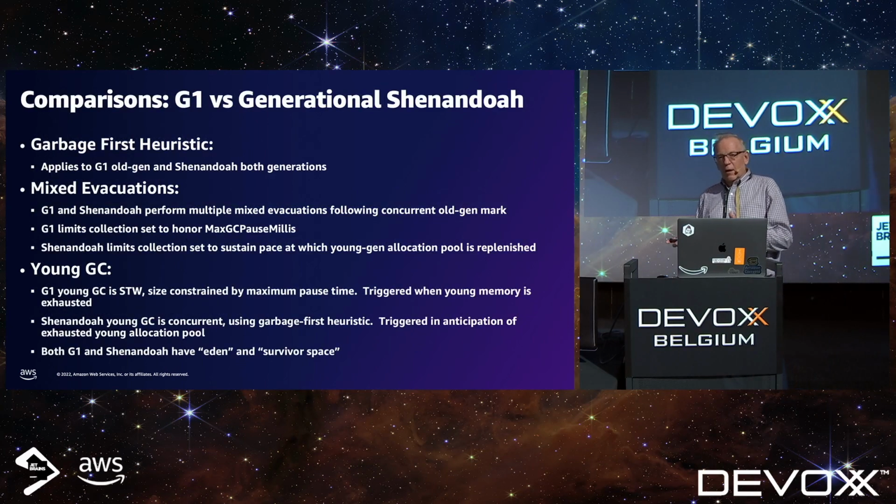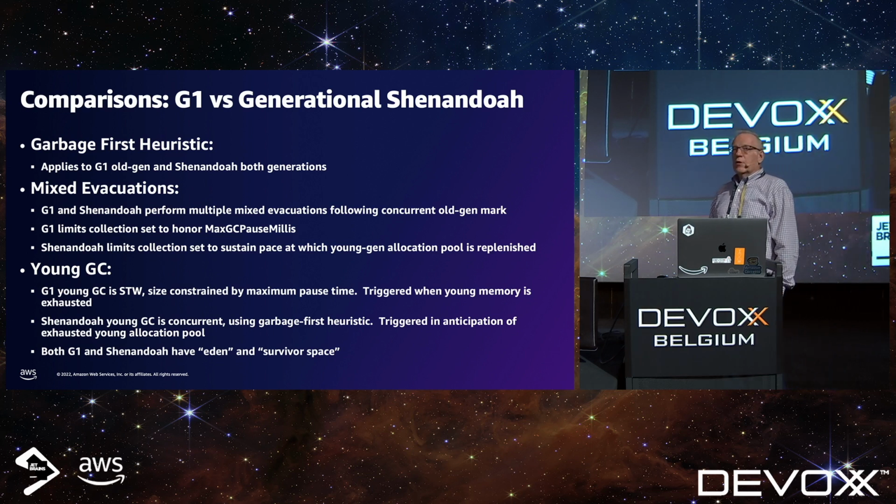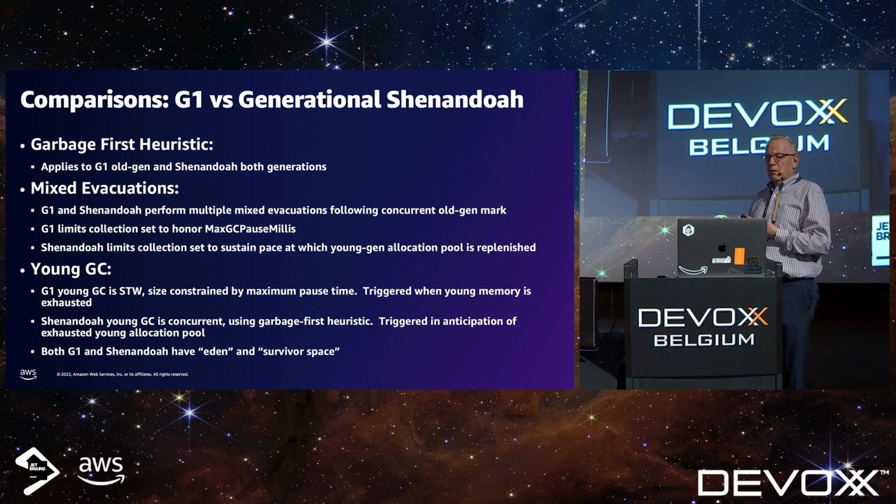So I've made a lot of mention of the G1 collector, and I want to emphasize there are a lot of similarities between the way Generational Shenandoah works and the way G1 works. So the garbage first heuristic says we will only focus on memory regions that are easy to collect because they have a lot of garbage. We'll collect the garbage where it's easy to find. That is the way G1 works for its old gen. That is the way Shenandoah works for both its old gen and its young gen.